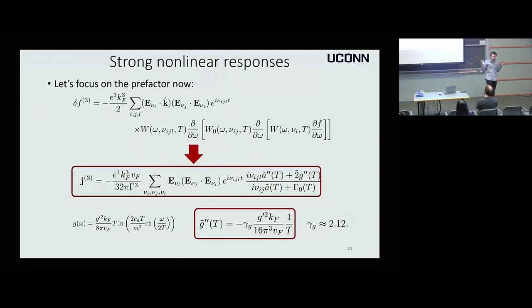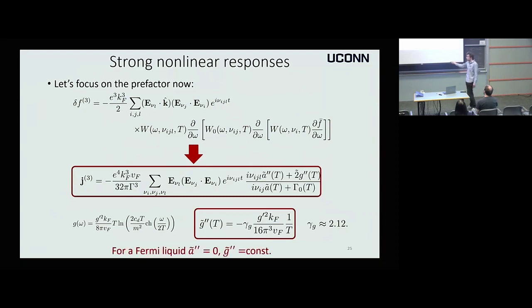So what I've just demonstrated to you is that you have a non-Fermi liquid, and if you calculate the third order response, the third order optical conductivity, it actually blows up as 1 over T in temperature, so it becomes massive.